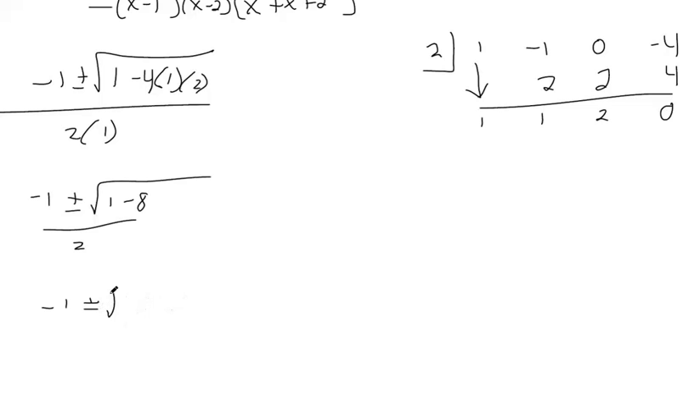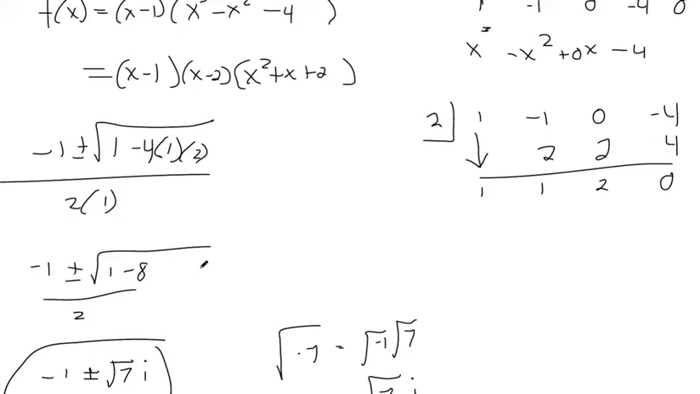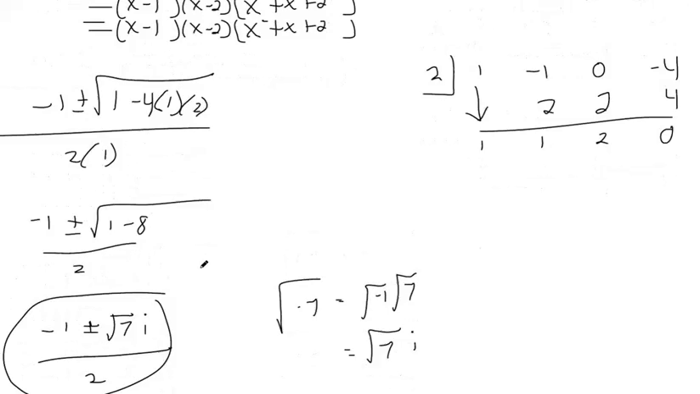And where I'm getting that from is, if you're square rooting a negative 7, that's the same thing as the square root of 7i, because for the square root of negative 7, you can factor out a square root of negative 1 from it. And we have a definition for that. The square root of negative 1 is i, so that's where I got the square root of 7i from. So those are the other two zeros. So our answer is that there are two real and two imaginary solutions.